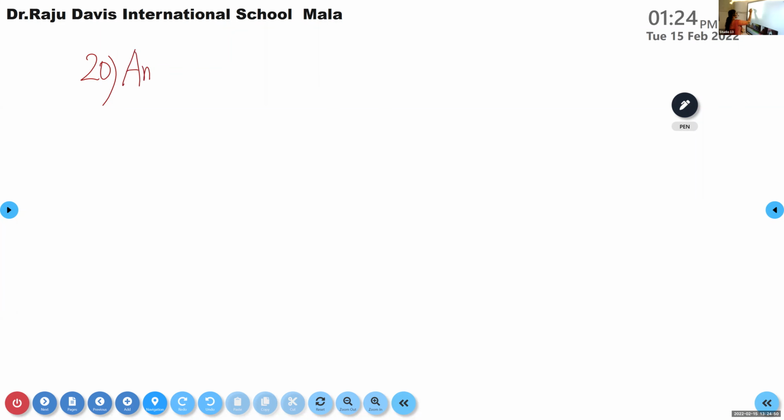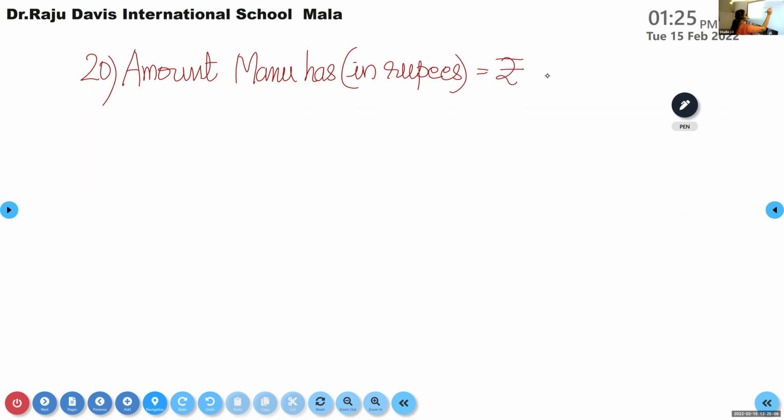Manu has, first step. Amount Manu has in rupees is equal to rupees 431.75. In the next line, you have to convert it into paise. So what will be the amount, Hazel? What will be the amount in paise?